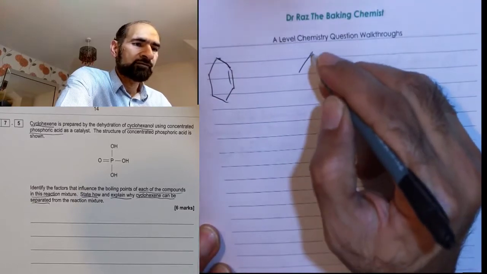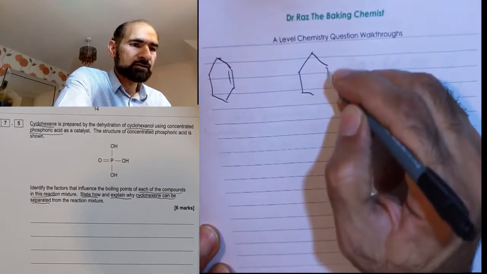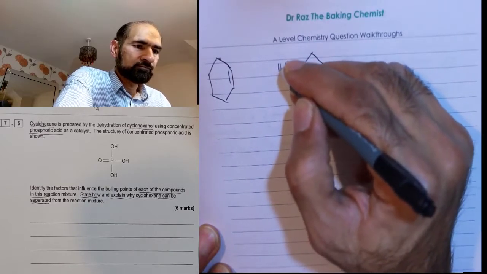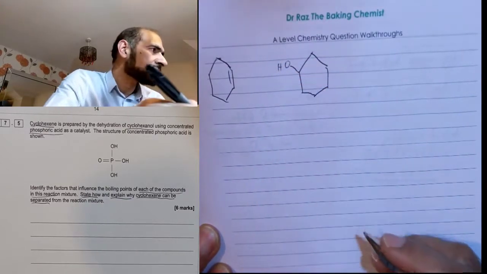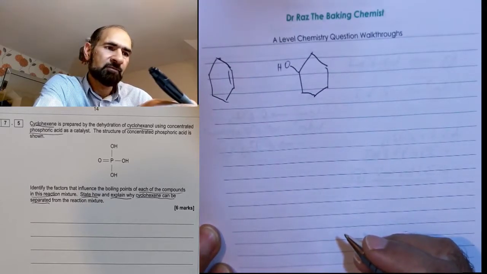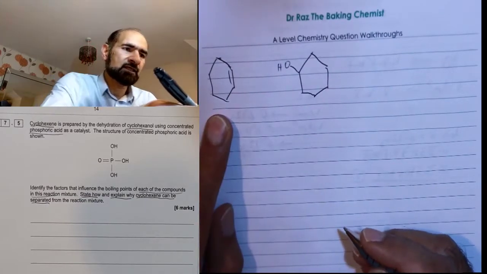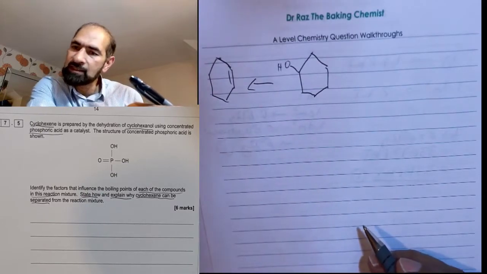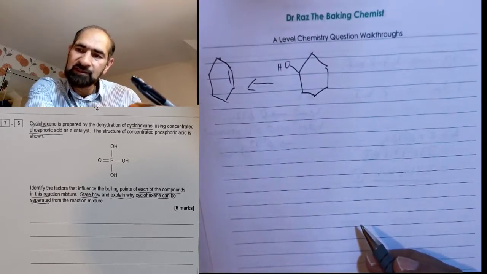And so they're going from cyclohexanol. So there's your cyclohexanol. And then, of course, phosphoric acid they've given you. So I'm immediately thinking, okay, cyclohexanol is that, cyclohexene is that, it's prepared from that using the catalyst. You don't need to know this particular part. And then it says, identify the factors that influence the boiling points.